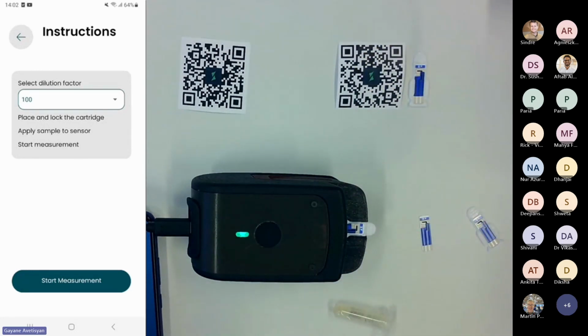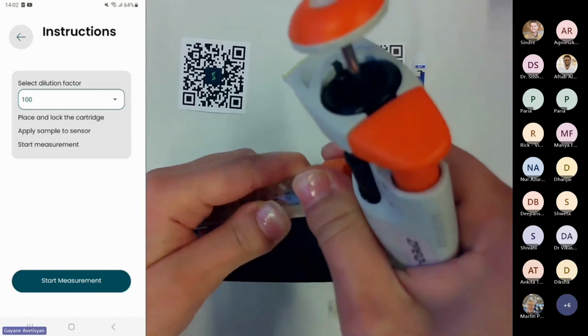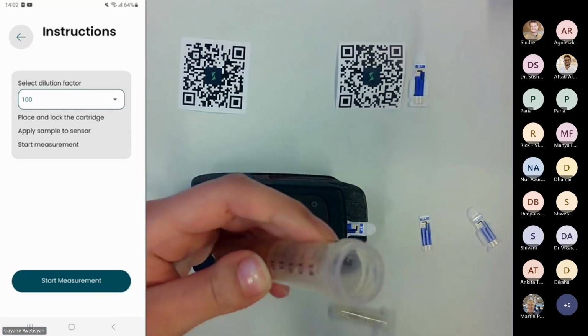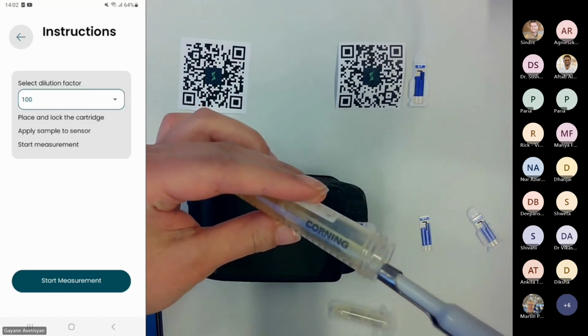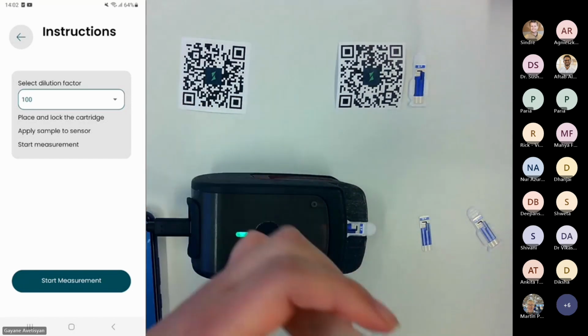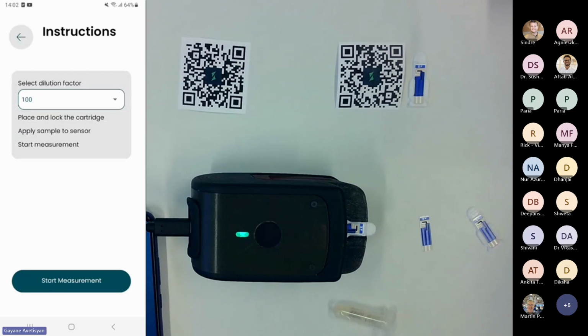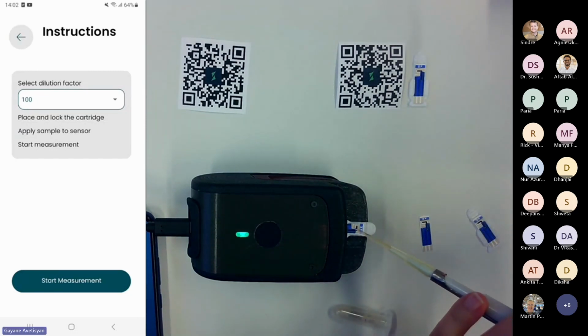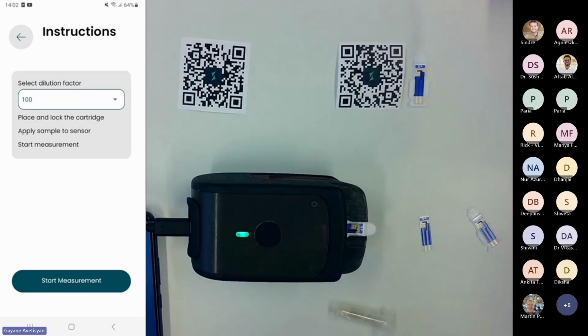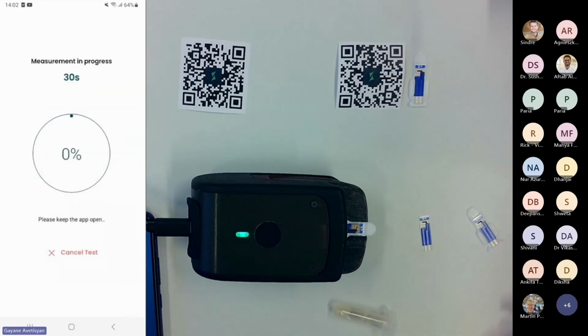I'll just do it somewhere. I will make sure that I'm covering all the electrodes, and also that I'm not scratching the electrodes with the tip of my pipette. Now it's done. Now I'm clicking the Start Measurement button. The measurement takes around 30 seconds.